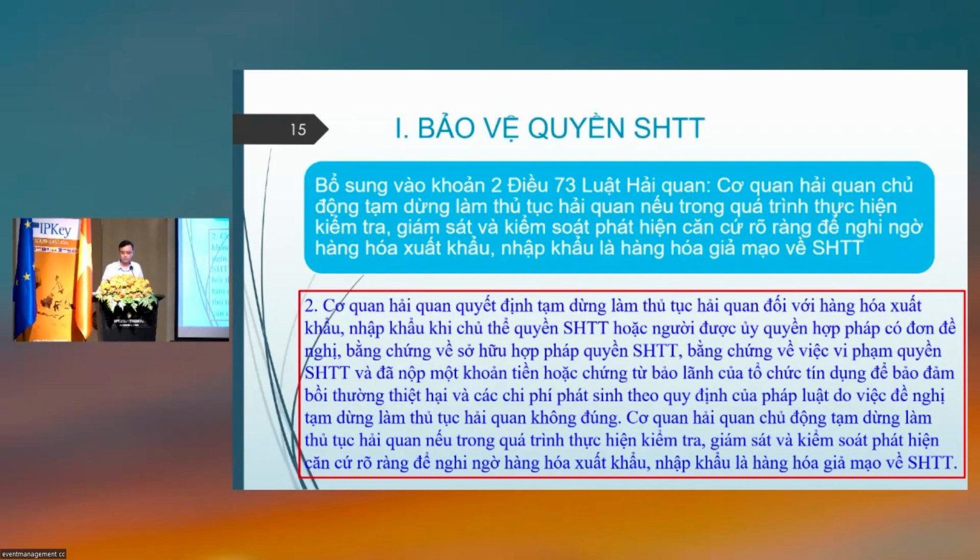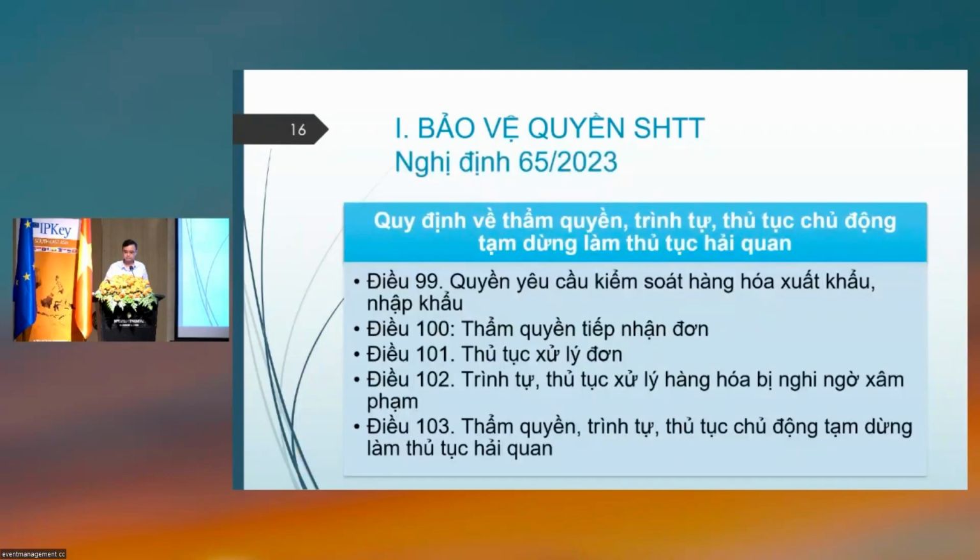And from that, accordingly, in point 2 of Article 73, on the temporary cessation of customs procedures, when the customs office suspects illegal goods in terms of intellectual property protection, on the authority, procedures and order, the customs office can temporarily cease, conduct the temporary cessation of customs procedures.